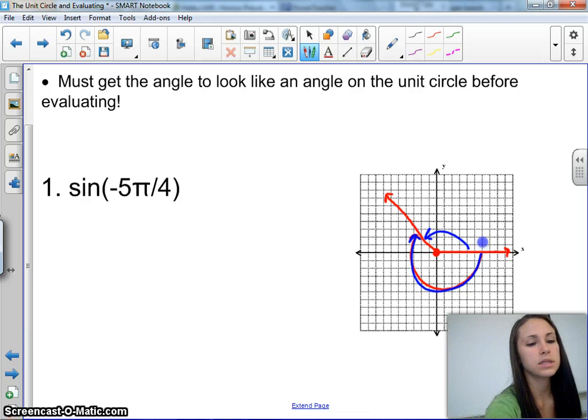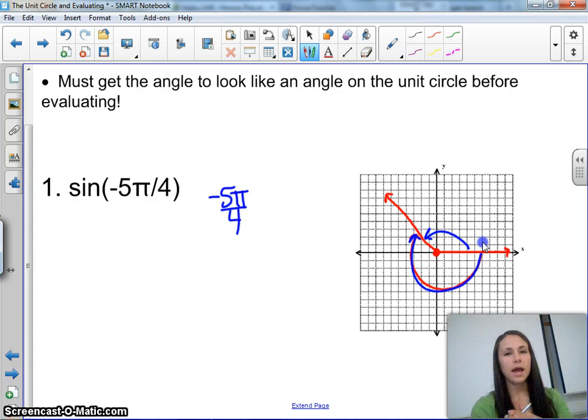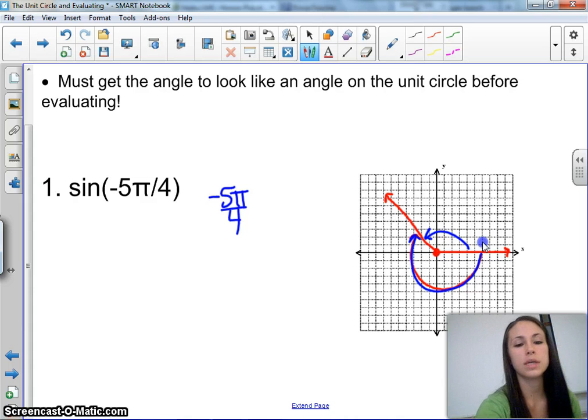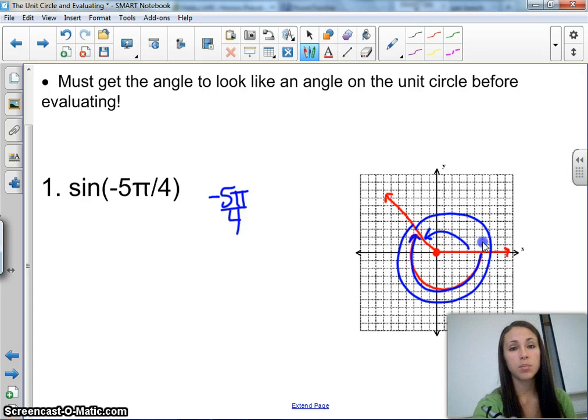And so the way I do that is I take negative 5 pi over 4, and if I add a full rotation to this angle, so if I go all the way around, I'm going to end up at the same place.